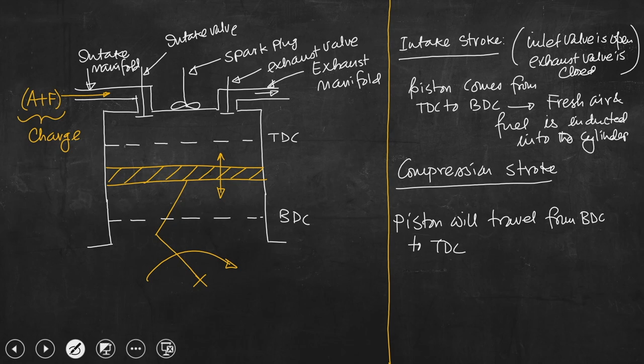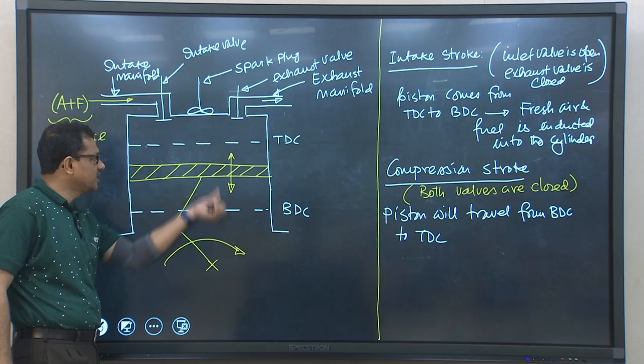Here let me write that in this stroke both valves are closed. So, both the intake and exhaust valves, these two valves, are closed. The piston is now traveling from BDC to TDC.